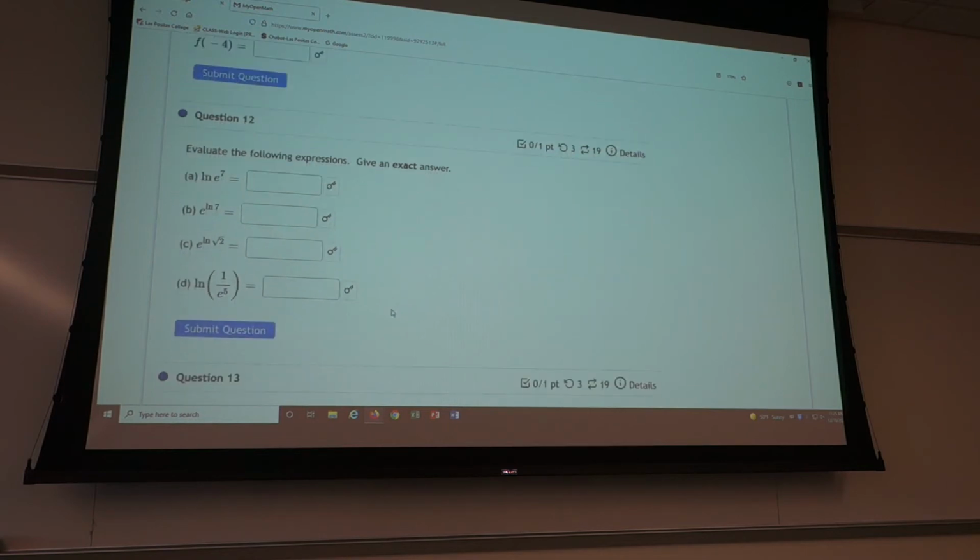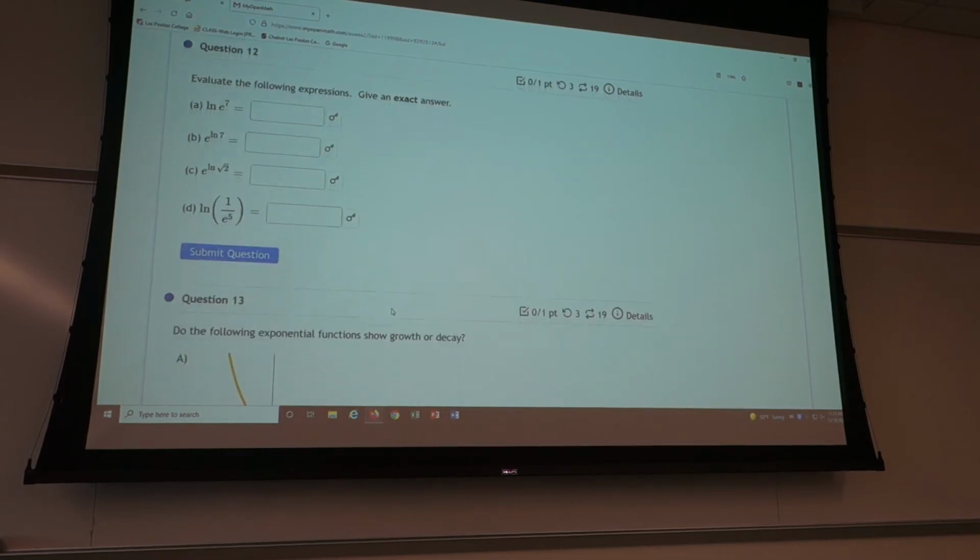Yeah, that seems okay. Oh, and then I wanted you folks to realize that, we talked about this last class, right? Ln of E is just 1, so this is just 7. They undo each other. E to the ln of 7 is just 7, because these two parts undo each other. Oh, they're both 7. E to the ln of anything, all you have left is just what, they undo each other.